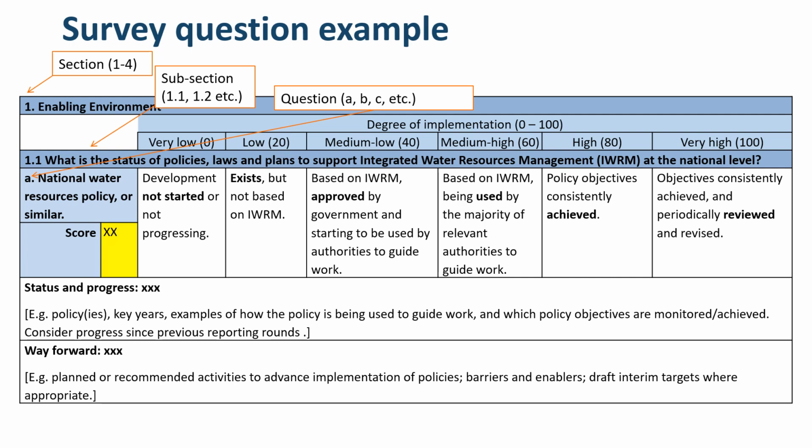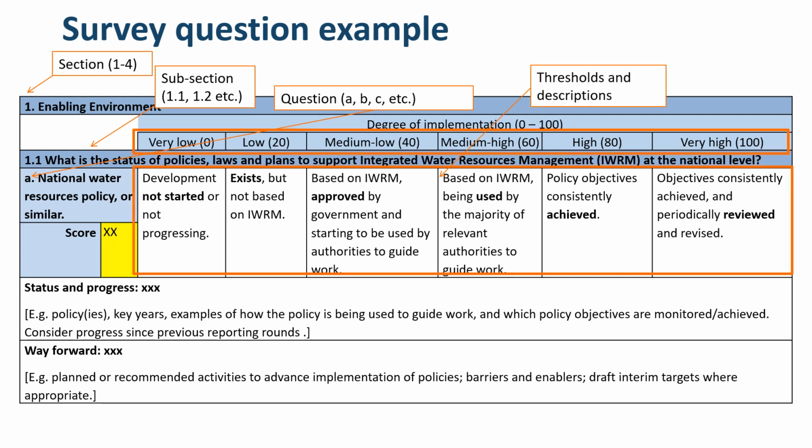To the right of the question, the thresholds and threshold descriptions are given for the scores of 0, 20, 40, 60, 80, and 100, and these are categorized from very low to very high. If your country is between these thresholds, simply select the increment of 10 between them, so 10, 30, 50, 70, or 90. You enter the score in increments of 10 in the yellow cell. If the question is not applicable for your country, you can enter not applicable.